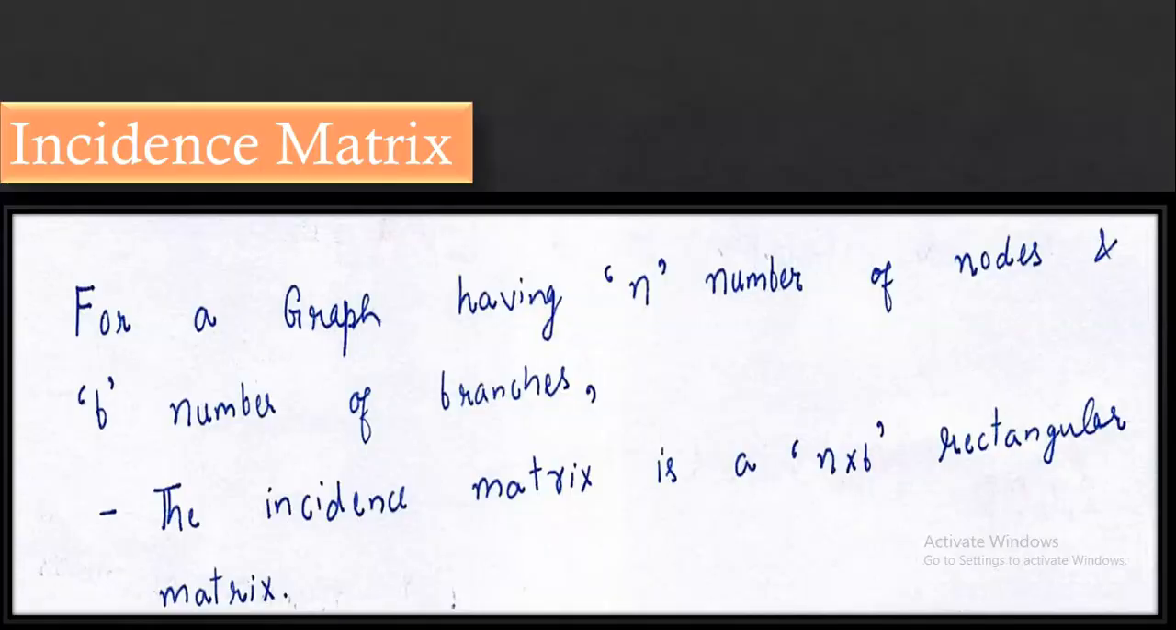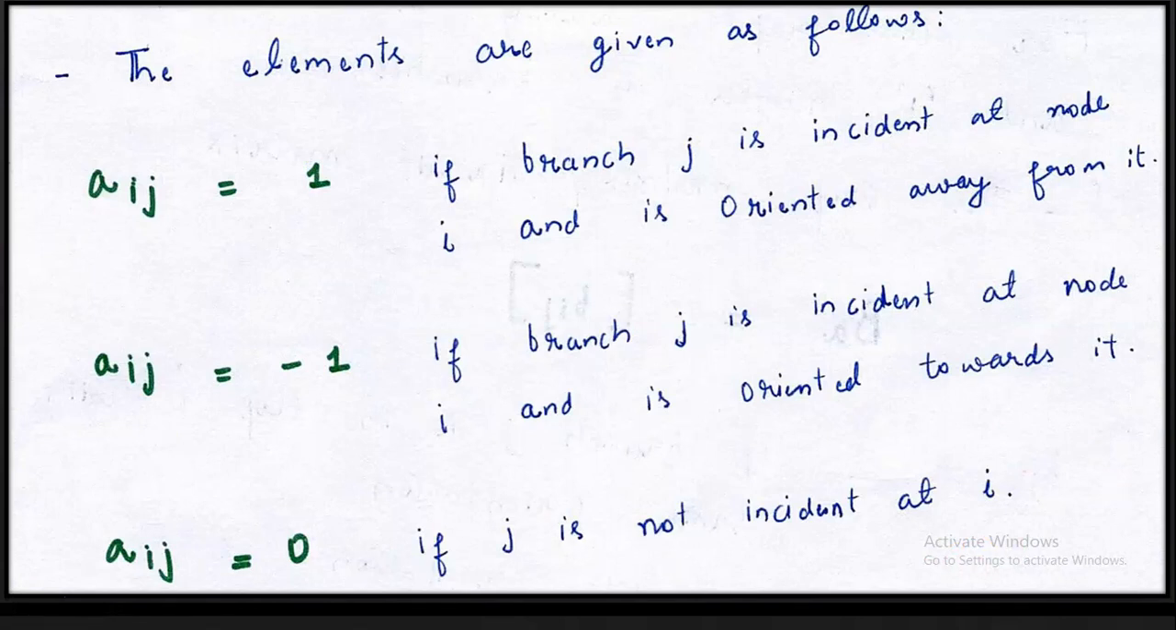Now what is the incidence matrix? For a graph having n number of nodes and b number of branches, the incidence matrix is an n into b rectangular matrix. The elements of the matrix are given as Aij is equal to 1 if branch j is incident at node i and is oriented away from it, and it is -1 if it is oriented towards it, and it is 0 if j is not incident at i.